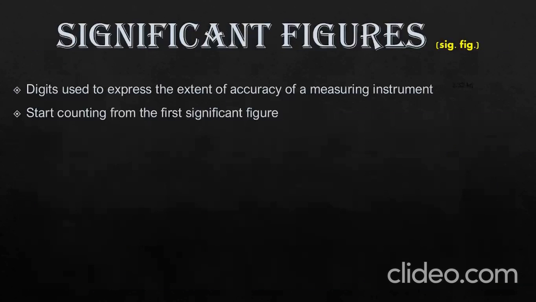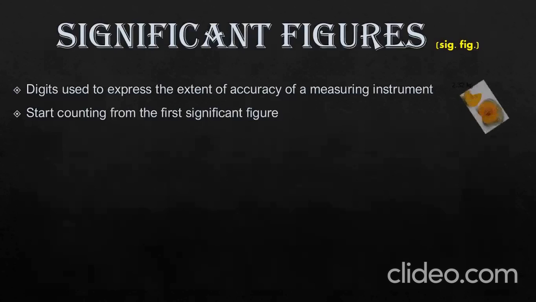Okay, now we're going into significant figures, where we refer to digits used to express the extent of accuracy of a measuring instrument. And so the more significant figures an instrument can measure, the more accurate the measurement that it gives you will be. And so when we are trying to identify the number of significant figures that a number has, we start counting from the first significant figure. And when we go through the rules, you see all of that.